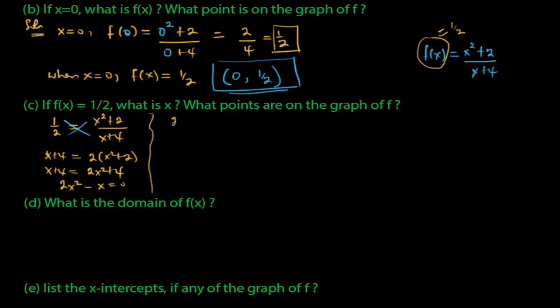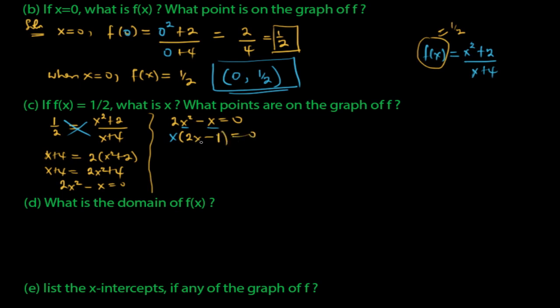So we have 2x squared minus x equals 0. To simplify this, what is common here? You observe that x is common, so you could bring x out. So x times 2x minus 1, and this equals 0.